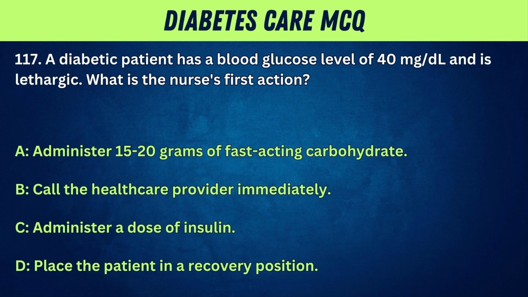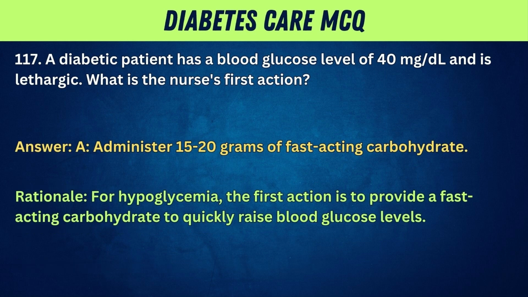117. A diabetic patient has a blood glucose level of 40 milligrams per deciliter and is lethargic. What is the nurse's first action? A. Administer 15 to 20 grams of fast-acting carbohydrate. B. Call the healthcare provider immediately. C. Administer a dose of insulin. D. Place the patient in a recovery position.